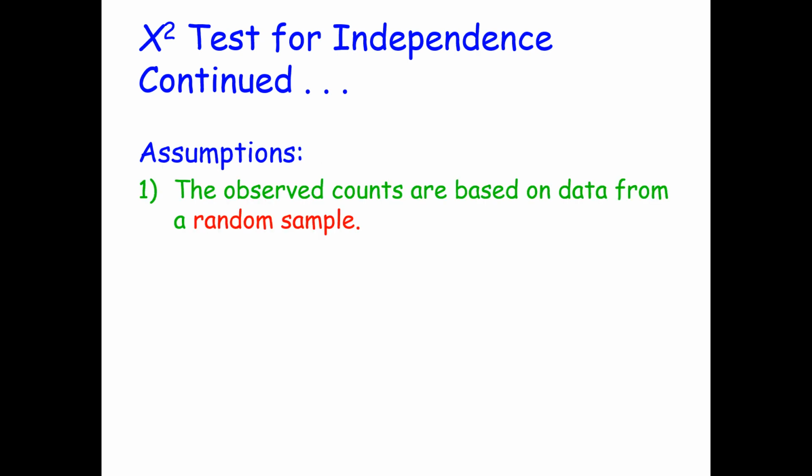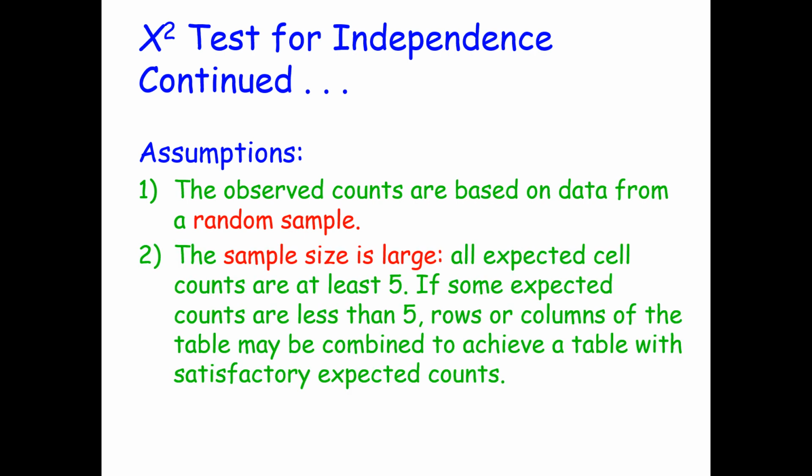So what assumptions are needed? First, that the observed counts are based on data from a random sample. Second, that the sample size is large, so all expected cell counts are at least 5, and if some expected counts are less than 5, rows or columns of the table can be combined to achieve a table with satisfactory expected counts. Let's look at an example.